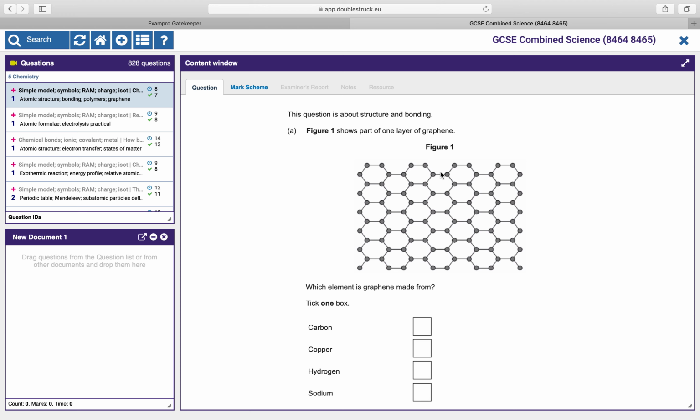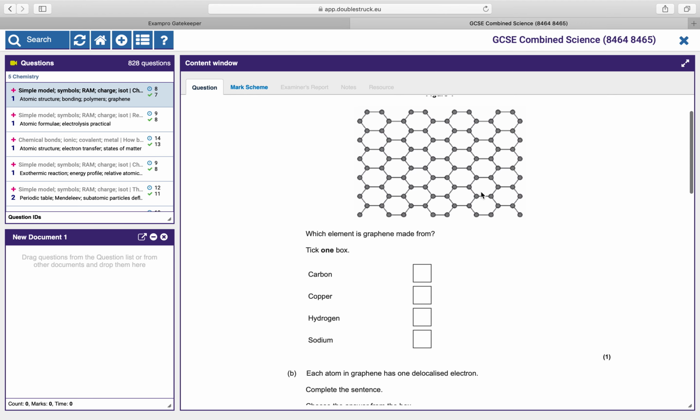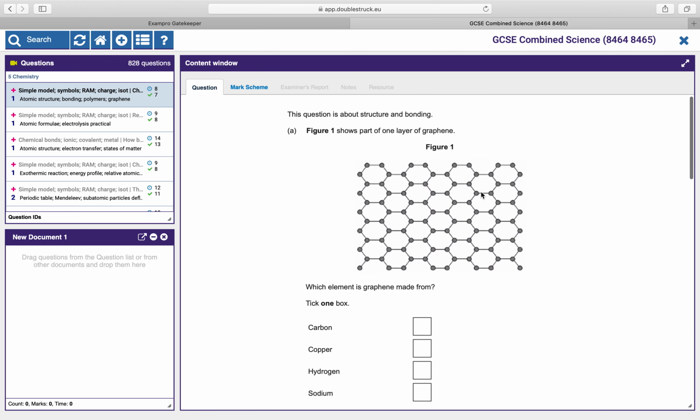So let's start specifically with some foundation level questions. Things like this, you're going to get some multiple choice questions in your exam. In the foundation, you'd get more of the multiple choice questions than in the higher. In the higher, you'll get a few. In this case, you've got one about structure and bonding. It shows one layer of graphene. I guarantee you are going to get a question something similar to this.